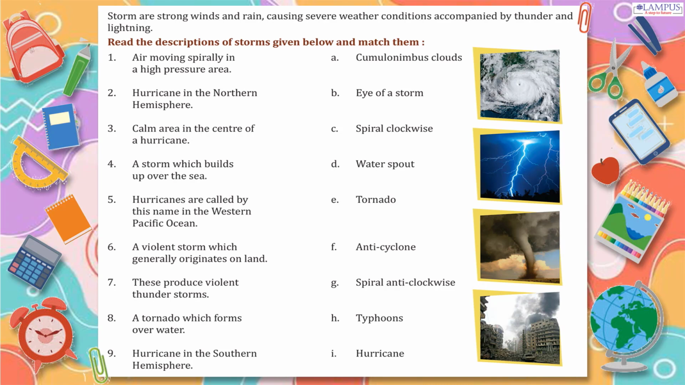A. Cumulonimbus clouds. B. Eye of a storm. C. Spiral clockwise. D. Water spout. E. Tornado. F. Anticyclone. G. Spiral anti-clockwise. H. Typhoons. I. Hurricane.